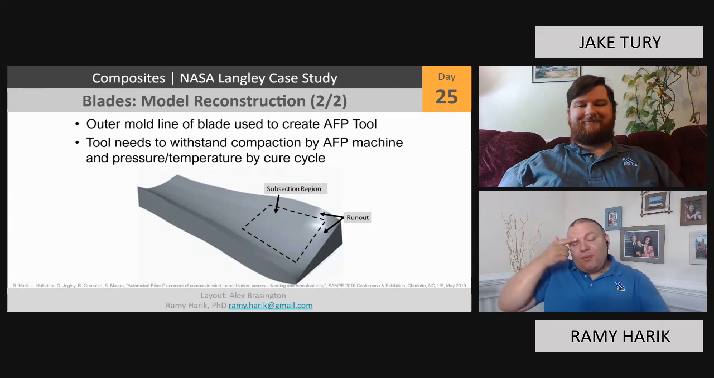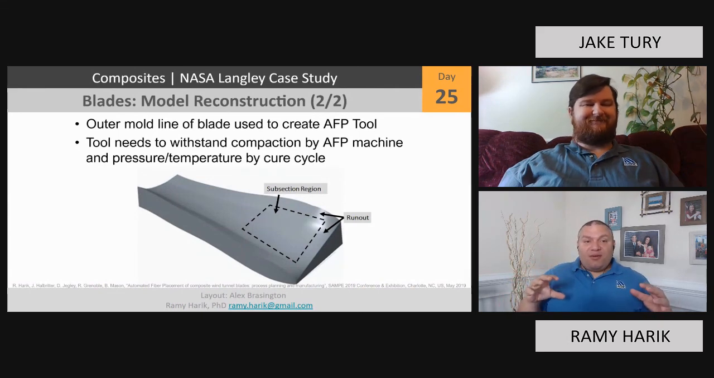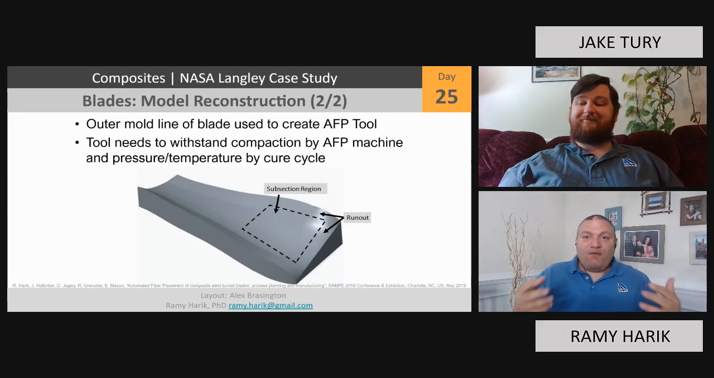So then we created the outer mold line. The outer mold line is oftentimes when we have a shape, and this is what you want to obtain, you have to do the inverse of that shape. And this is the outer mold line, and the tool has to withstand compaction by AFP. What is compaction, Jake?